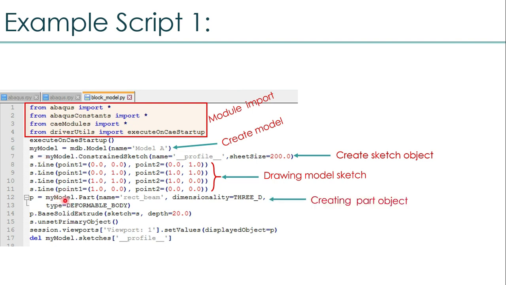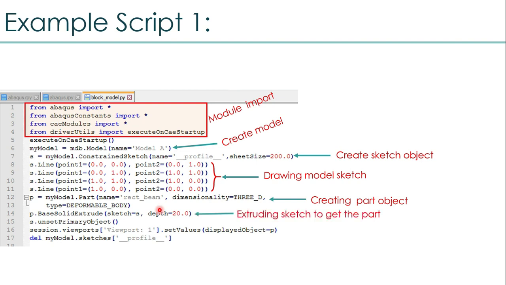In MyModel, we are creating one part here. Again you can see that the P of Part is capital. It is creating the part. That's why in Abaqus Python we call it a constructor: it is creating some object. And in this we are giving some options, such as the name of that part, the dimensionality, and some other information.